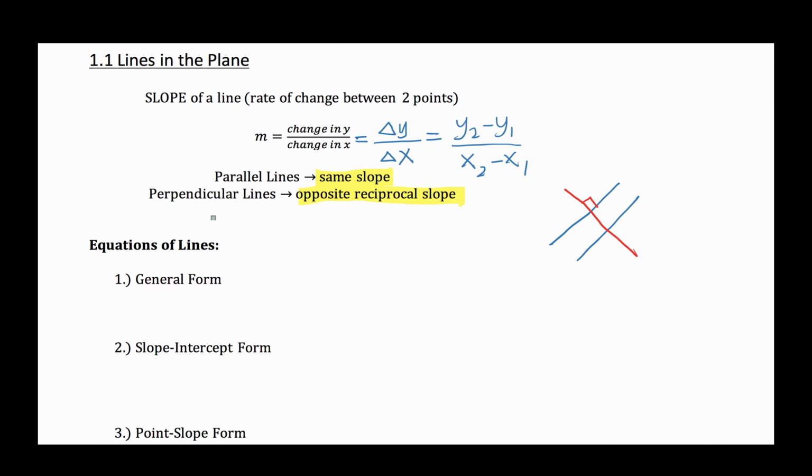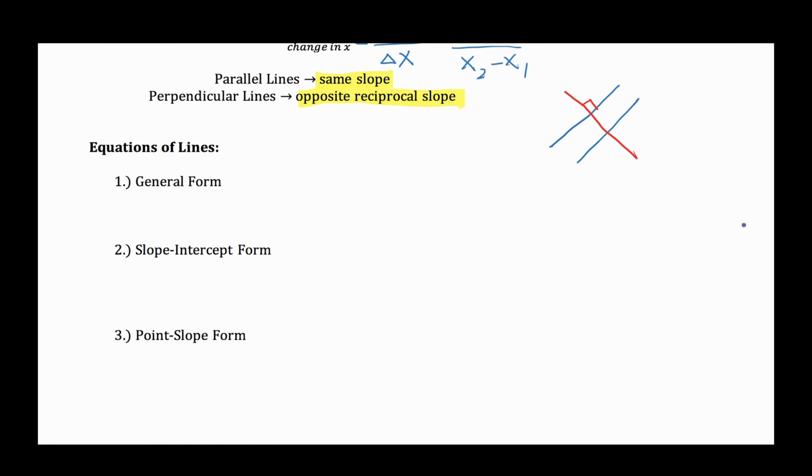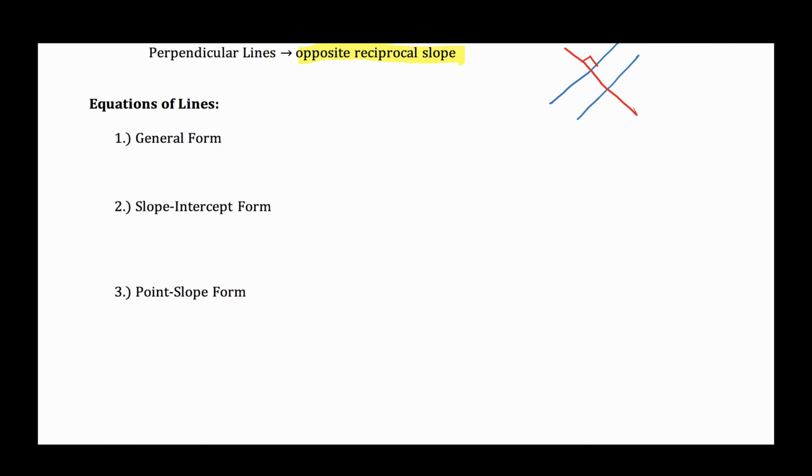There are three ways that we write the equations of a line. So these forms are the general form, the slope-intercept form, and the point-slope form. General form, I'm not that interested in, but it is a nice, neat way that we can write the equation of a line. That is ax plus by plus c equals 0, where a, b, and c are all simply integer coefficients.